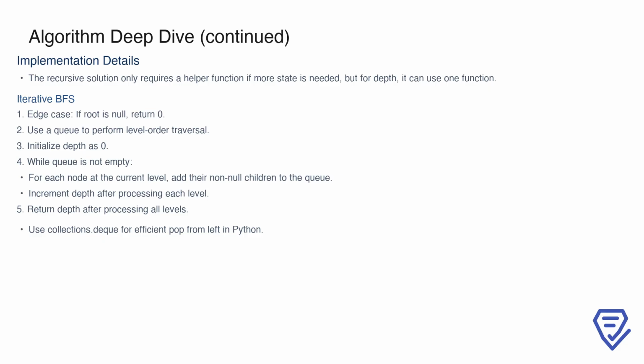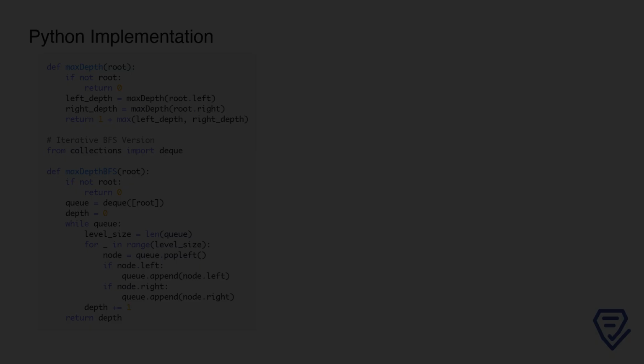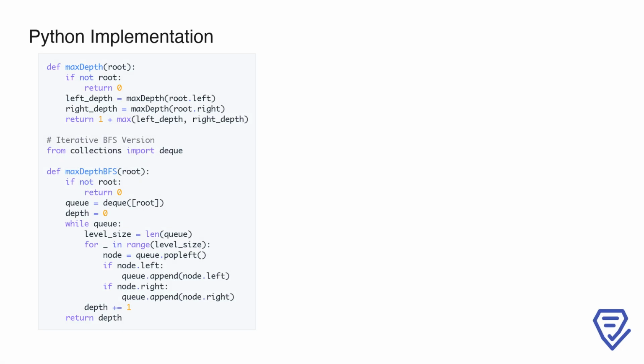In Python, the collections.deque is preferred for queue operations because it provides constant time pops from the left, which a regular list does not. Here's the Python implementation for LeetCode problem number 104, both the recursive and iterative versions.